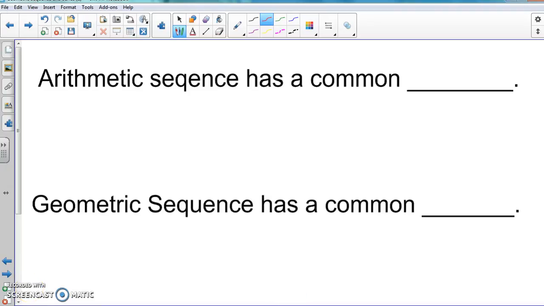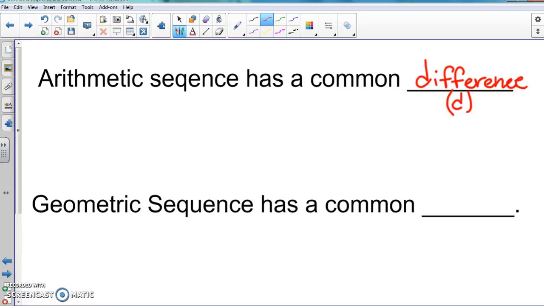So we're gonna go ahead and look at this because we need to make sure we know what's going on first before we just dive deep into arithmetic and geometric stuff. So arithmetic sequence has a common what? A common difference. And we call that the letter D.